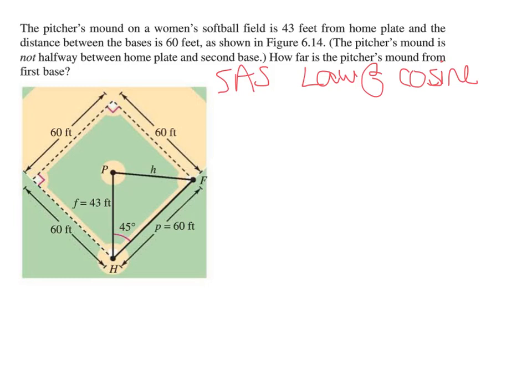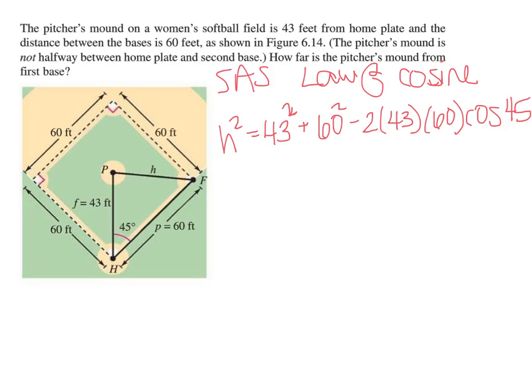And so, let's see, we're going to start with h squared equals 43 squared plus 60 squared minus 2 times 43 times 60 times cosine 45. And I'm going to have to take the square root of that answer. H comes out to be 42.430, and that is in feet.